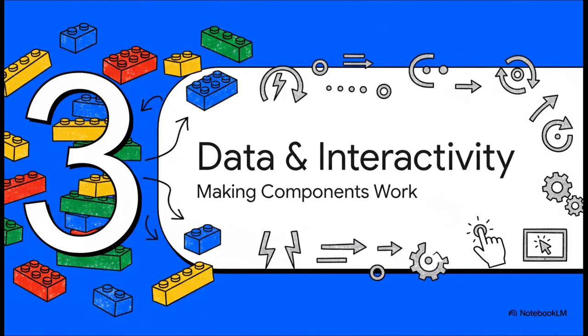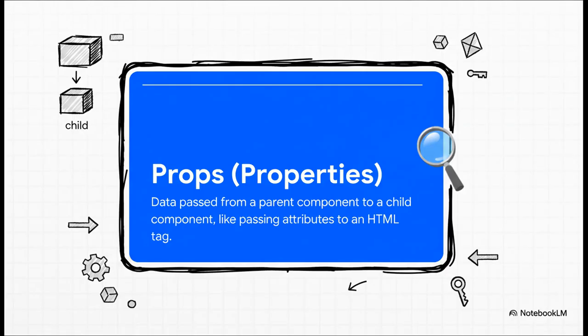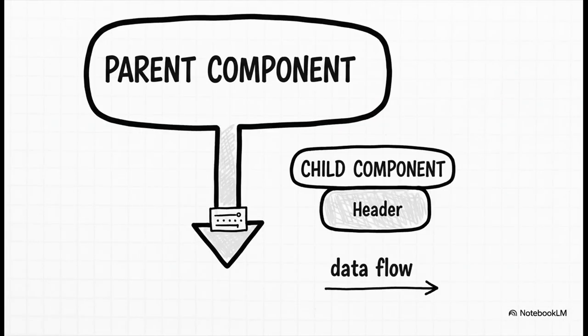Okay, so we have our Lego bricks, our components. Awesome. But how do we get them to actually do things? How do we get data into them and make them interactive? Well, the first way is with something called props. Props are how a parent component passes data down to its children. You can basically think of them as instructions for your Lego brick, telling it exactly what it needs to display or how to behave. For instance, our main app component can tell the header component what title to show by passing it a title prop, just like this.